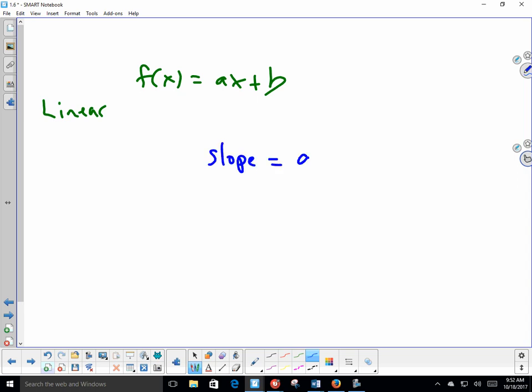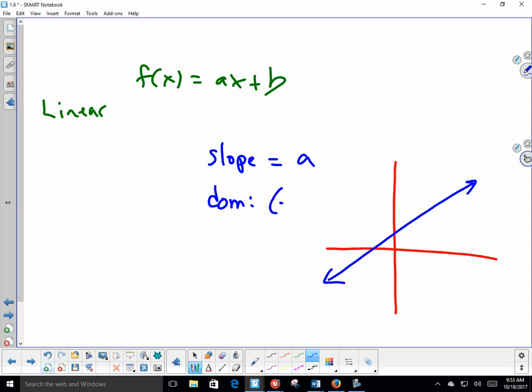Slope is a, and the domain for this function would be what, Dane? I think it's okay to plug in 0 into a linear function. Here's an example of a linear function, right? So, Grace, would it be all real numbers? Yeah, let's say all real numbers. So the domain is going to be from negative infinity to positive infinity, right? All real numbers.